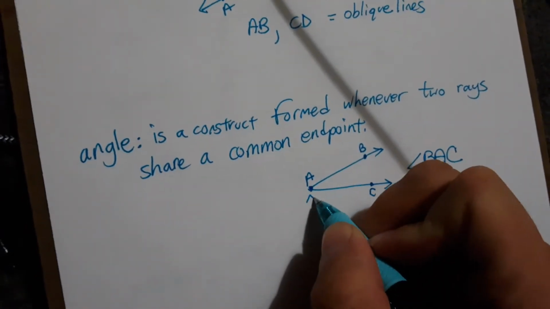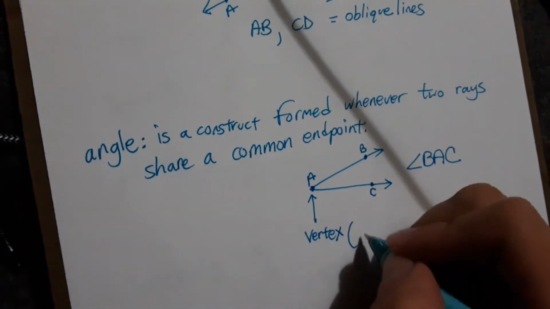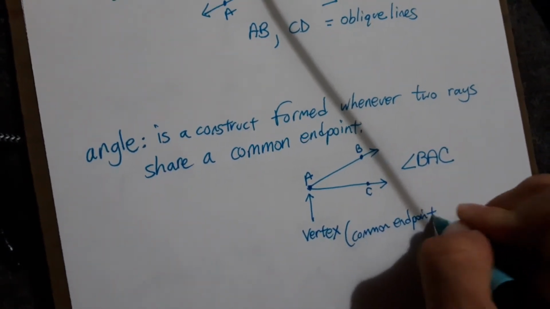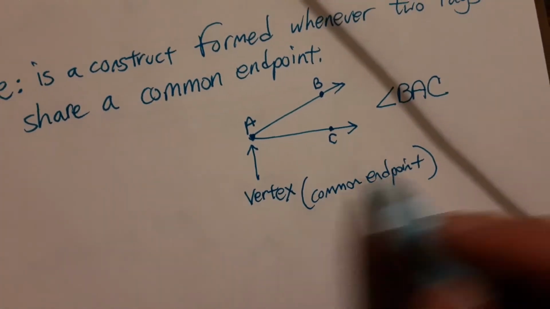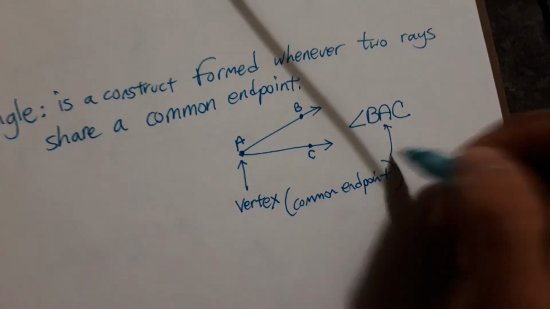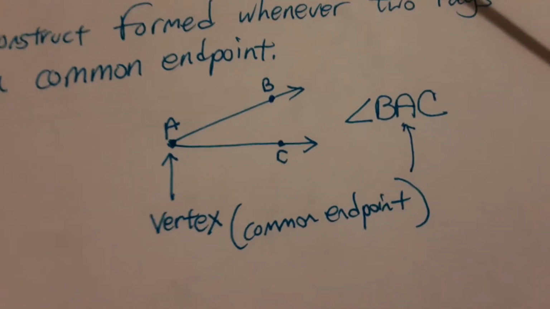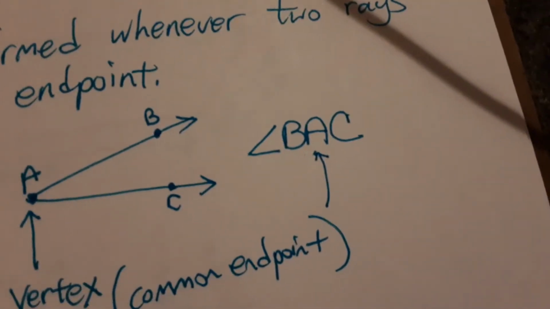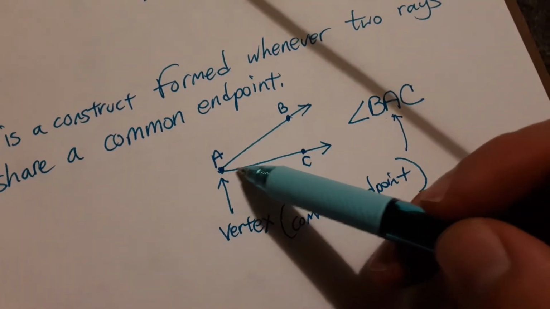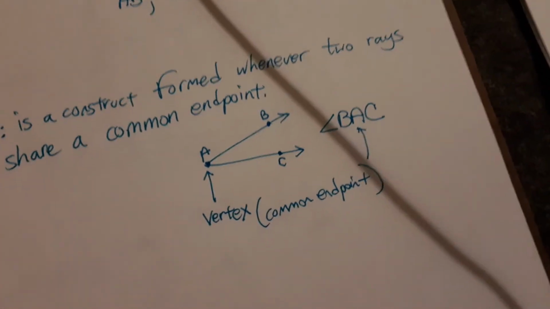The center point or vertex, which is the common end point, okay, the vertex or common end point always is the center of the three letters that you use whenever you're talking about the angle itself, okay? So that vertex always is in the middle. You start with one leg of the first ray, go to the vertex, and then come out the second ray. BAC, in this case.